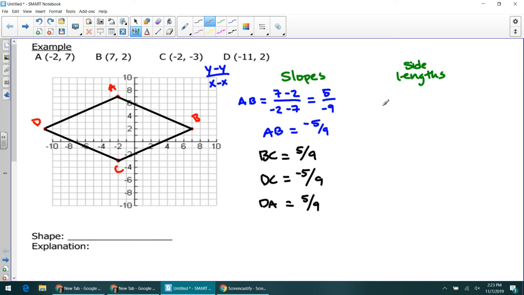Remember, to find side lengths, we use our distance formula. Distance formula is the square root of x minus x squared plus y minus y squared. You already found your x minus x and your y minus y, so think of this as the square root of our run squared plus our rise squared.